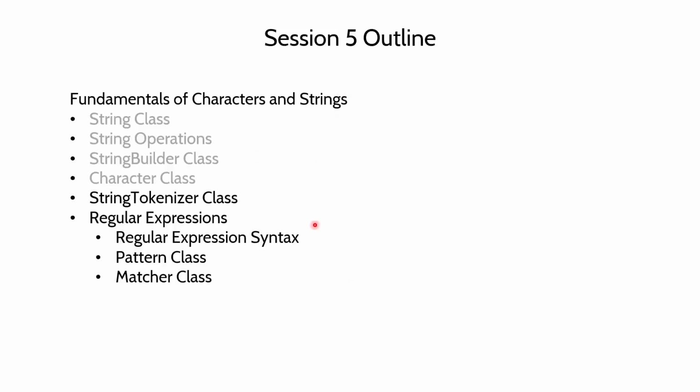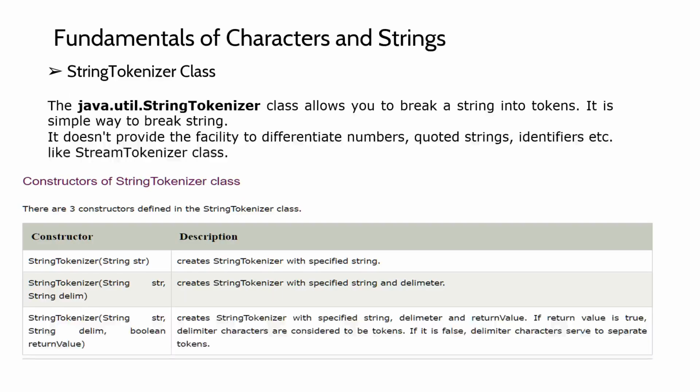Our next presentation of session 5 is the StringTokenizer class. The StringTokenizer class allows for a string to be broken up into tokens. It's a simple way to do it based on a character that's passed in. So it can be different numbers or different identifiers.